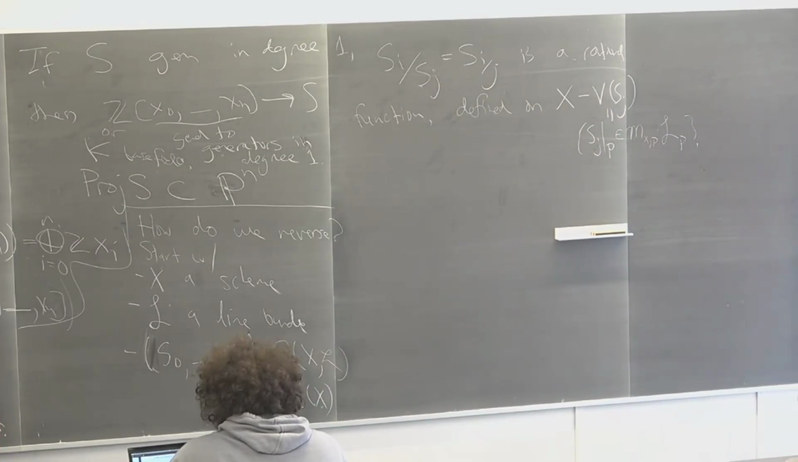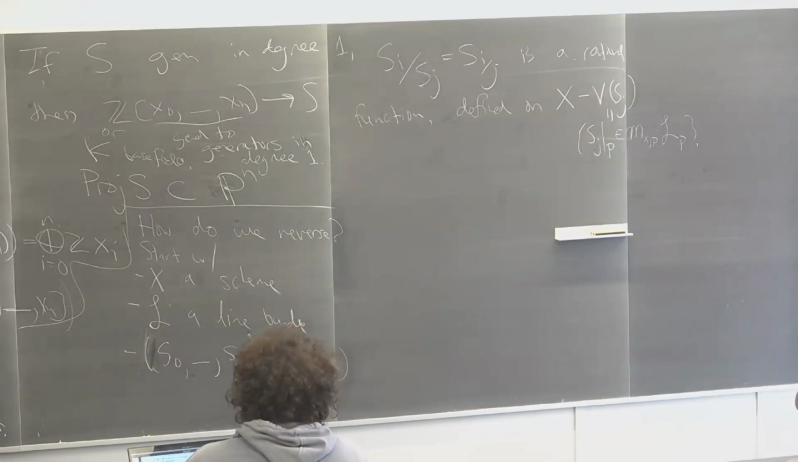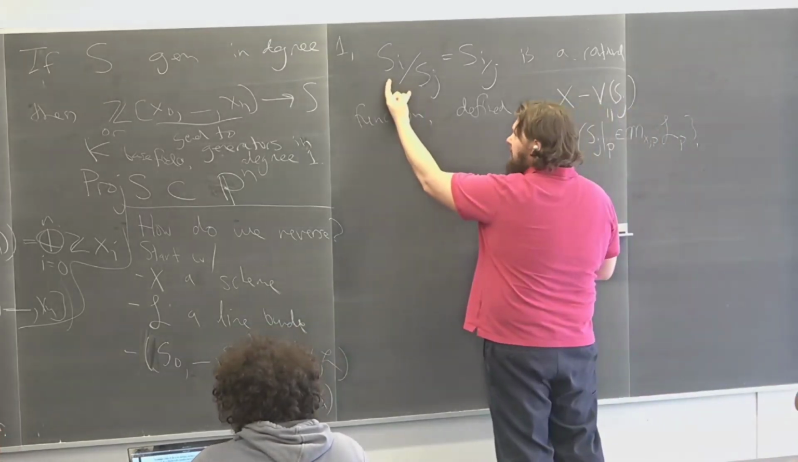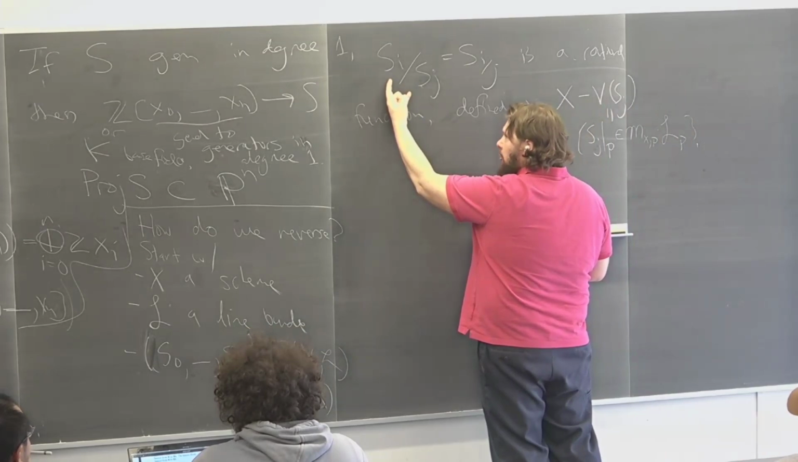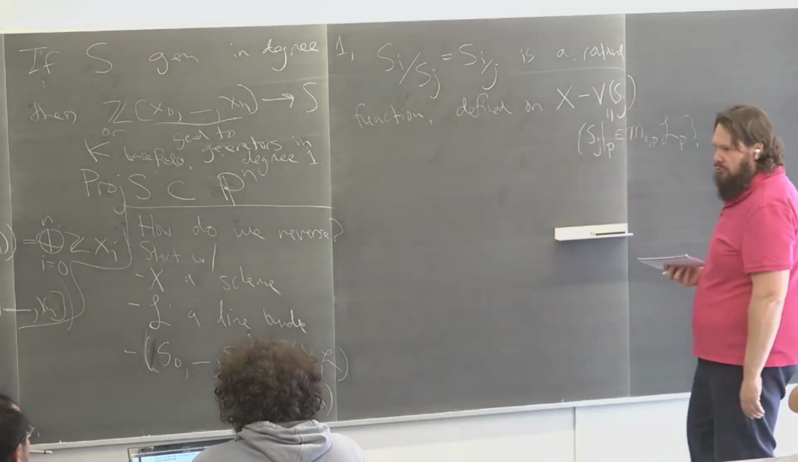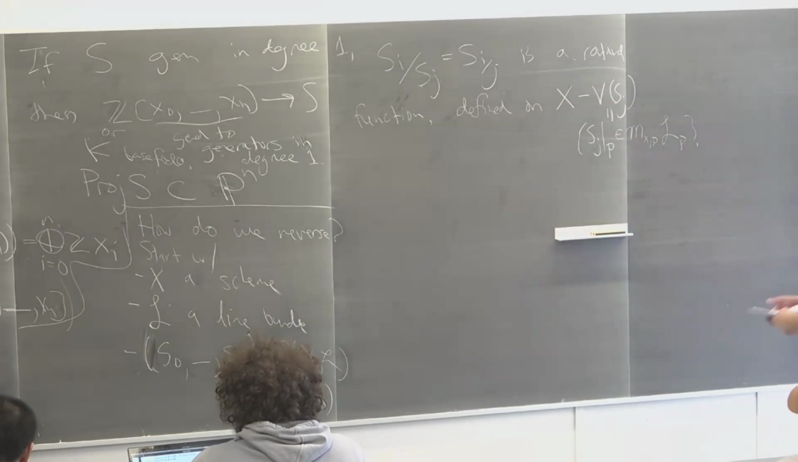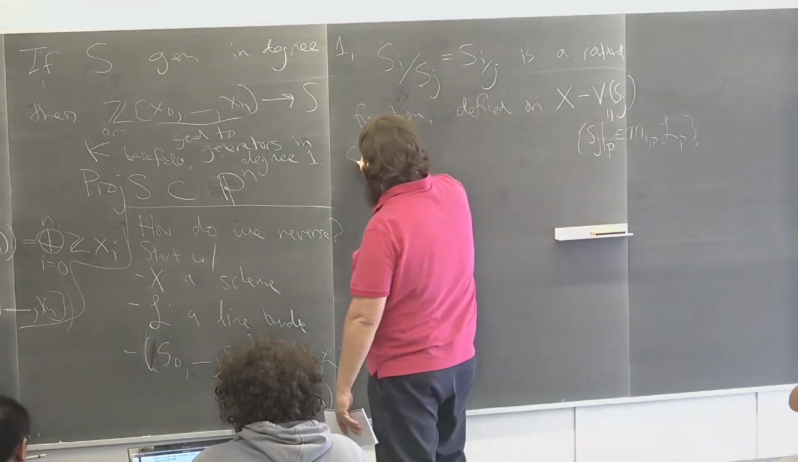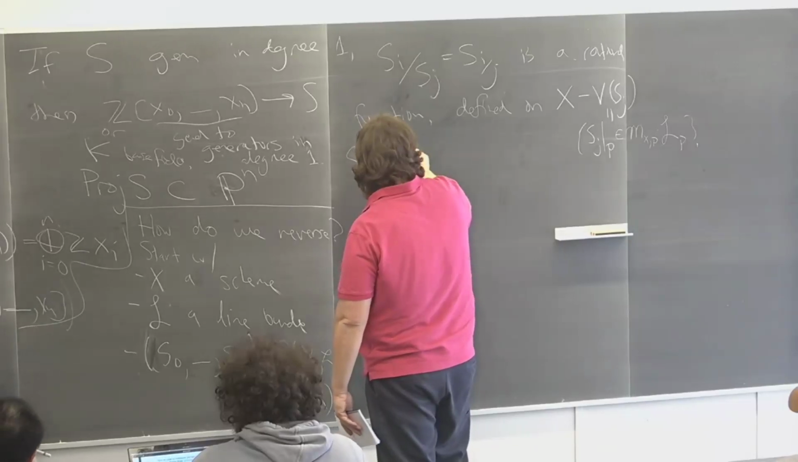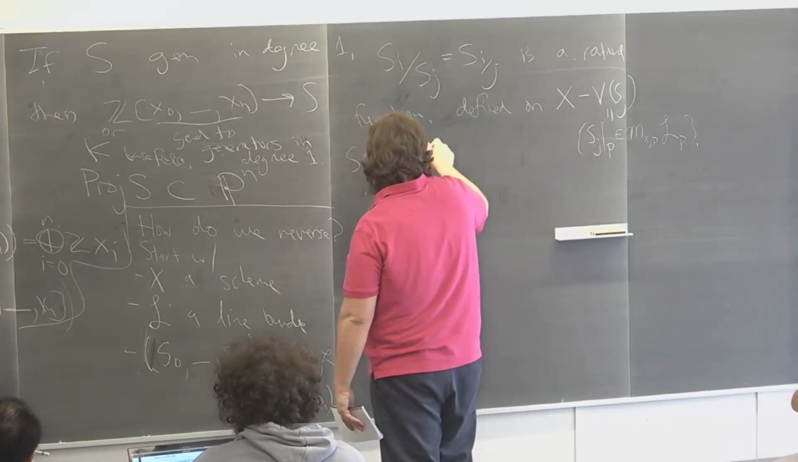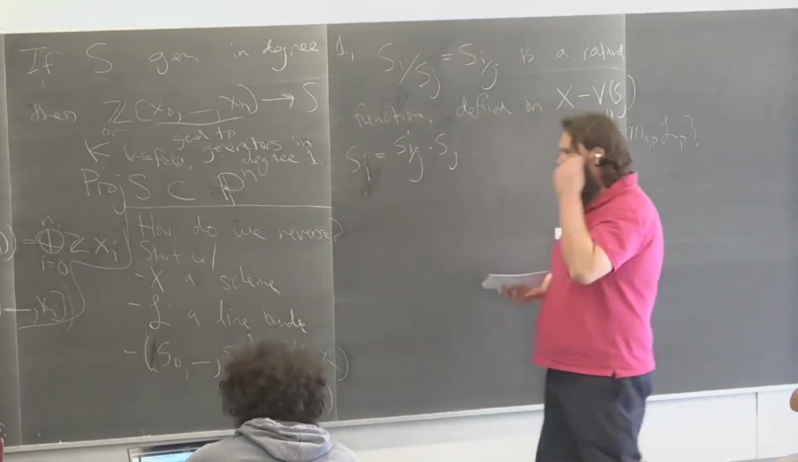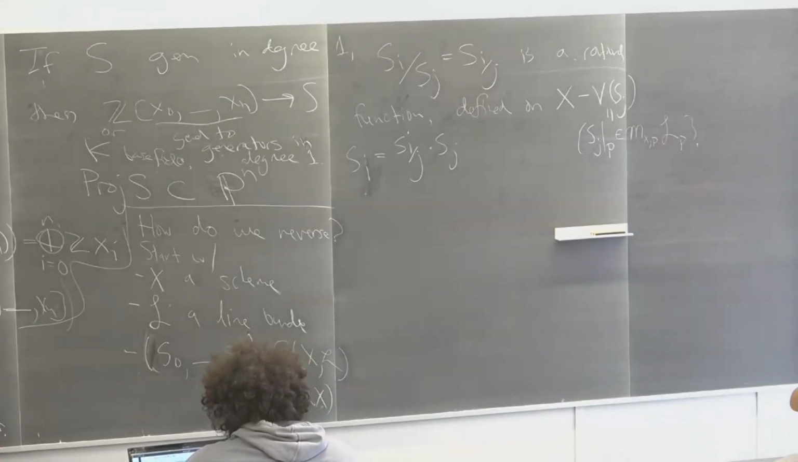And if you're worried about how to think about this as a rational function, well, I choose any trivialization, and Si and Sj can be written as functions times a generator, and that ratio doesn't depend on the trivialization you choose. So one way to say this is that it's uniquely characterized by Si is equal to Si over j times Sj. The unique rational function that satisfies this property.